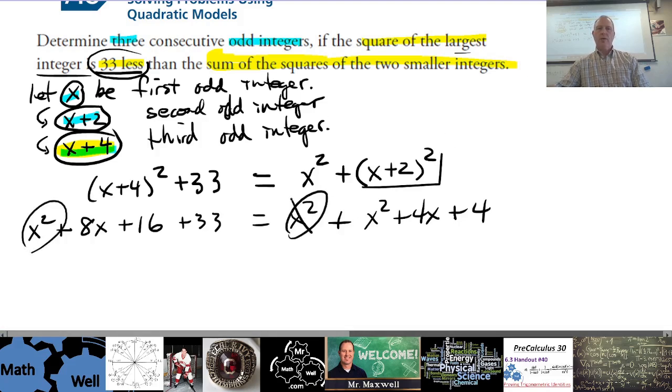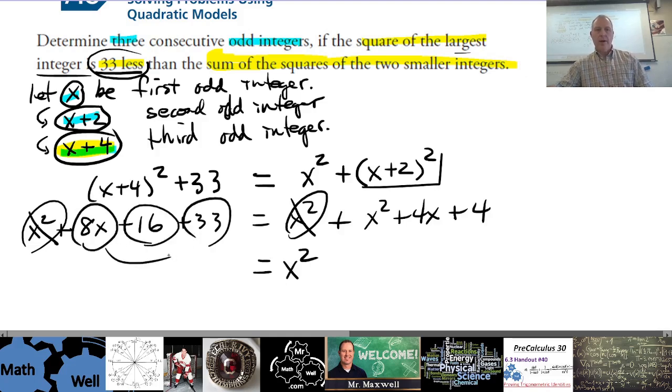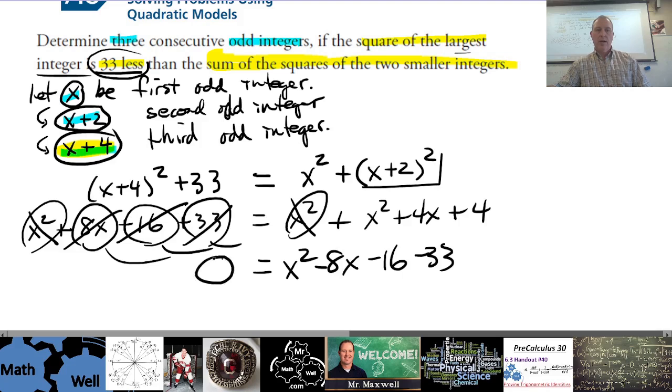I've got lots of like terms I can gather. Actually, these x squareds are exactly the same on both sides, so they cancel each other out to 0. I'm left with 1x squared over here. I like the positive number in front, so I'm going to leave it on that side and bring everything else over to the other side. So I'm going to subtract 8x, subtract 16, and subtract 33, to get them off of this side. This is going to be 0 now.